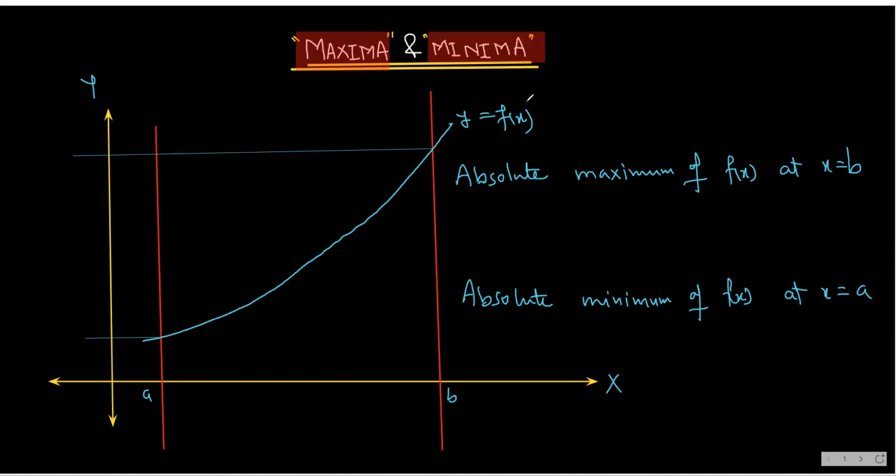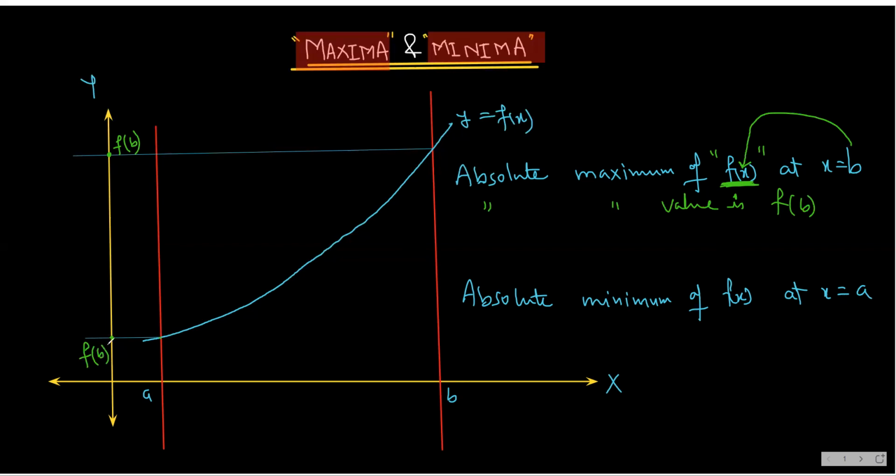Now, what is that absolute maximum value? The absolute maximum value is f of b. That is, to get the absolute maximum value of f of x, you will put x equals b here. That is f of b. And where is that f of b? F of b is a number on the y-axis. See, this number is f of b, which is absolute maximum, and this number is f of a, which is absolute minimum.